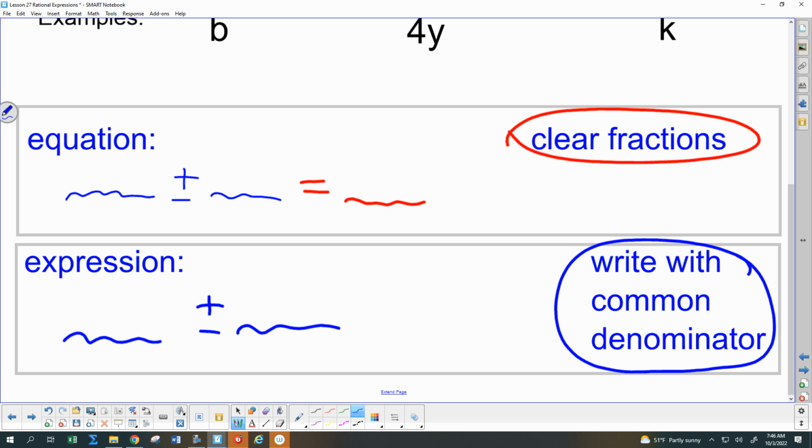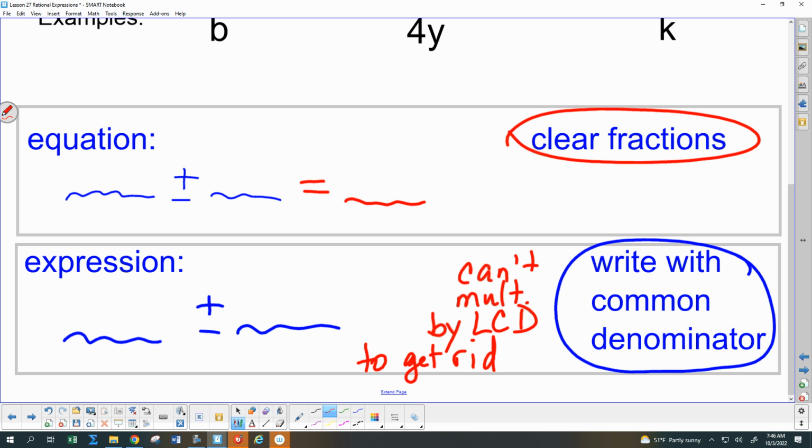That's when we write it with a common denominator. We can't multiply by the LCD to get rid of denominators. We're stuck with the denominators. So the second one is what we are doing today.